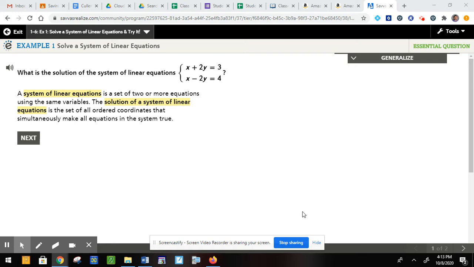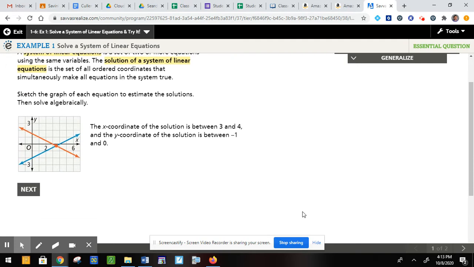Let's define a system of equations as a set of two or more equations using the same variables. It's always going to be the same amount of variables as there are equations. So if there's 3 variables, there would need to be 3 equations. The solution of a system of linear equations is a set of all ordered coordinates that simultaneously make the equations in the system true. So it's the values of x and y that work in both.